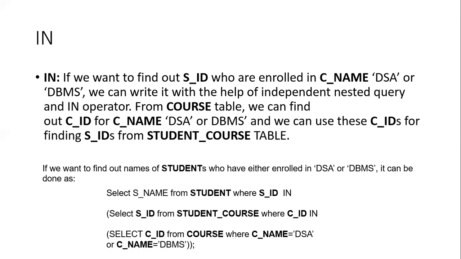So firstly, the innermost query will run and it will return a set, and then the next innermost query will run and use the values of the innermost query to perform its execution, and then at last the outermost query will perform its execution by using the values of its immediate inner query. So this is how we perform the execution of a nested query in SQL.